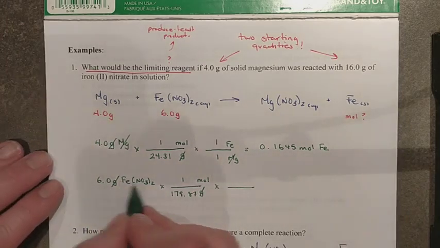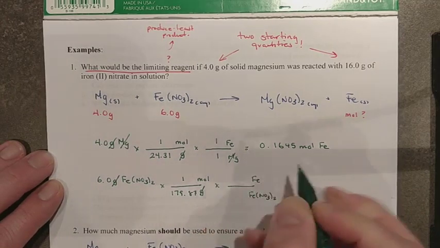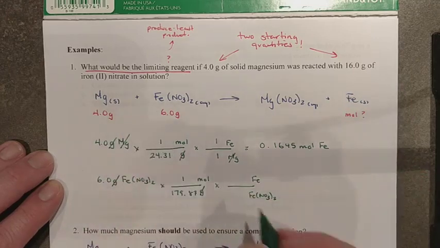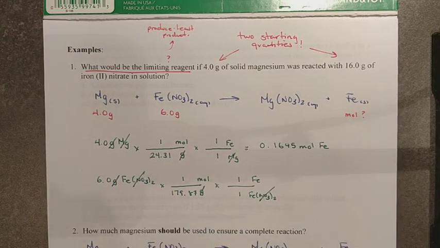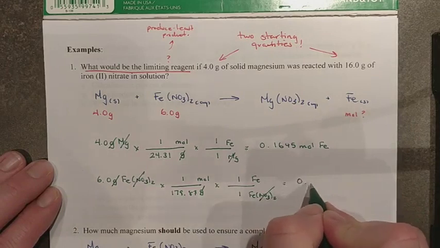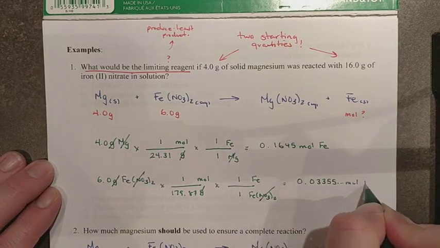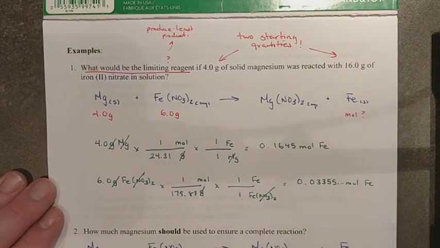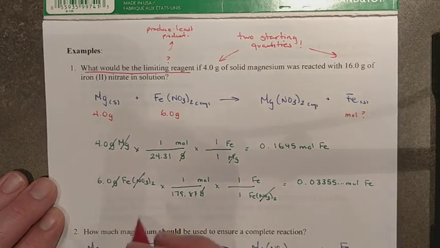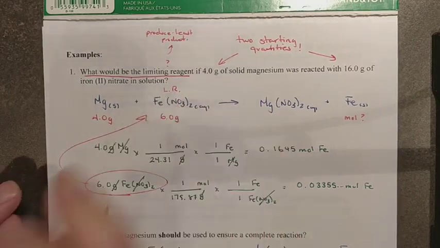And again, for simplicity's sake, there's your iron nitrate. There's your iron, and you can see the same 1-to-1 mole ratio. But that does eliminate iron nitrate from the solution. Now I have moles of iron, and when I check this one out, I get 0.03355 moles of iron. So which of my two reactants produced the least amount of iron? You can see that this one here produced less iron in the end. Therefore, iron(II) nitrate is the limiting reagent in this problem.